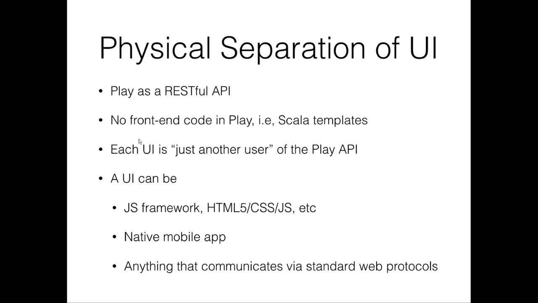You wouldn't use Play's Scala templates. You wouldn't do any front-end coding in Play itself. Each UI would be just another user of the API. And a UI can be a JavaScript framework, such as Angular, or it can be more pure JavaScript. It can be HTML5 and CSS with maybe some orthogonal libraries thrown in the mix. Maybe you want data binding. Maybe you want to use _JS for some functional JavaScript, which is very cool. So another UI could be a native mobile app, obviously, or really anything that communicates via standard web protocols.